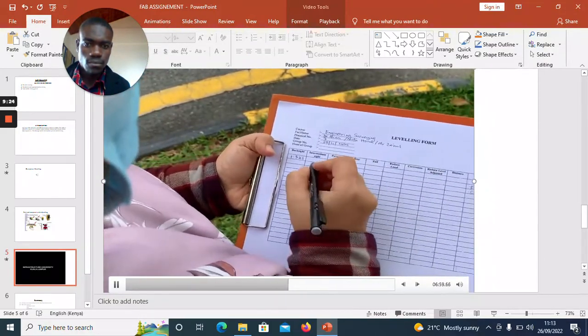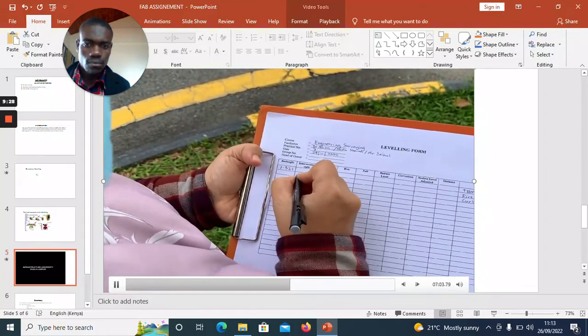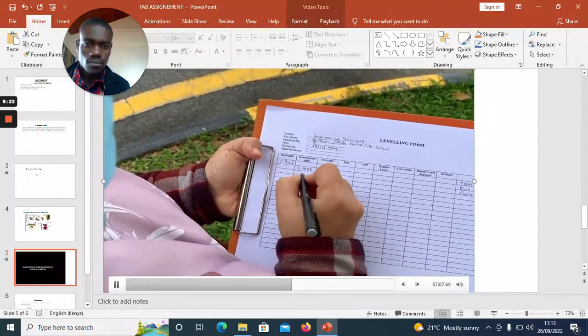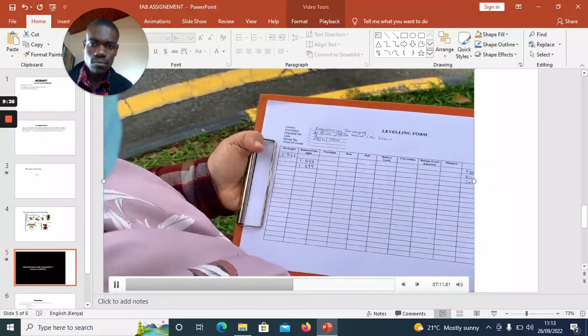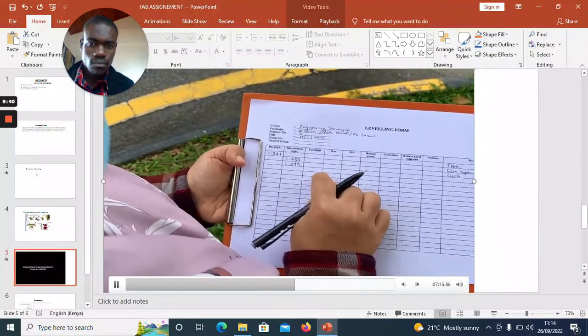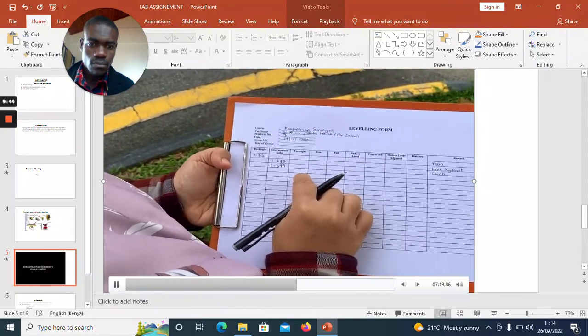Okay, so when you are taking the reading, you should write down the reading number. Okay, example, another one. Okay, and then the foresight would be the last reading that you have taken before you move to a new instrument station.